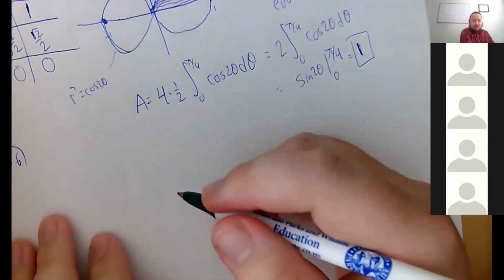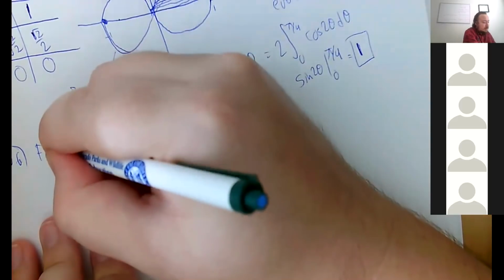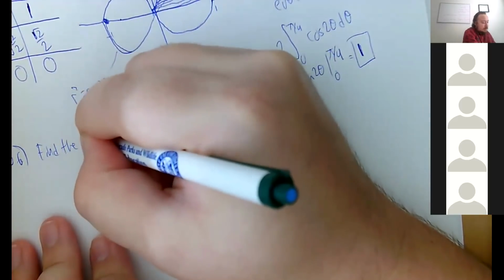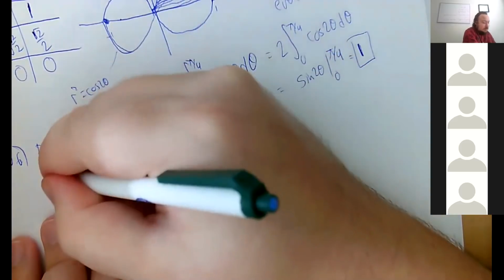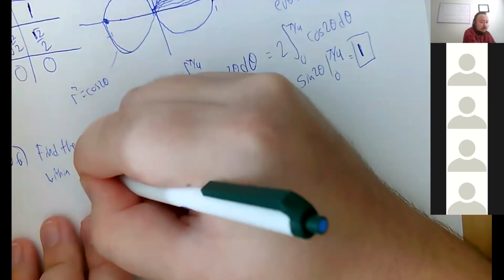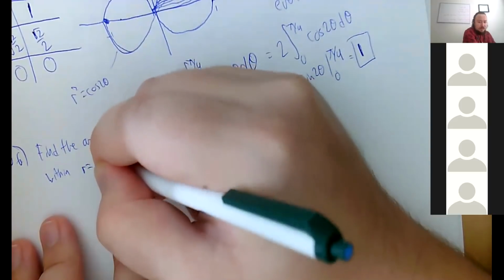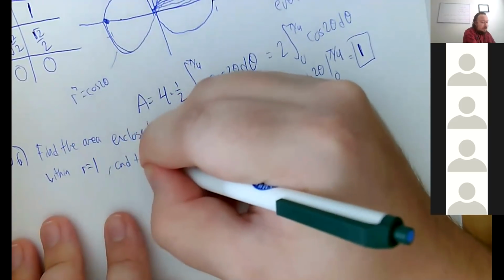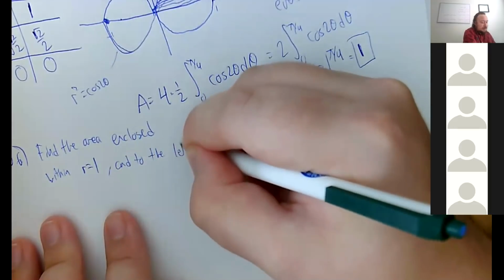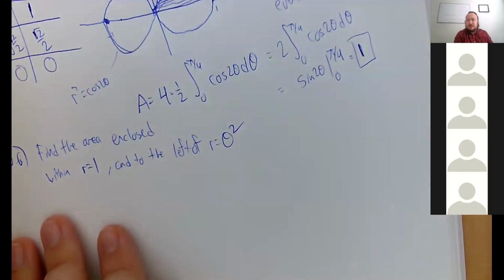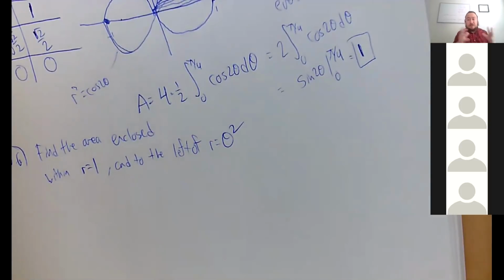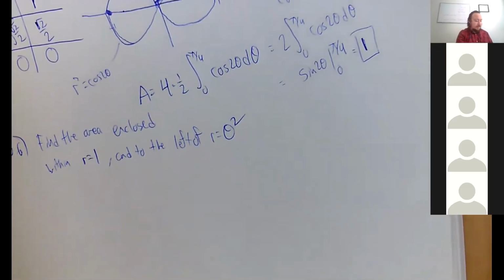All righty. So we want to find the area enclosed within r equals 1 and to the left of r equals theta squared. So this is kind of interesting. Usually we do like within or outside of, but this one just says to the left. We definitely need to draw a picture here to see what's going on.